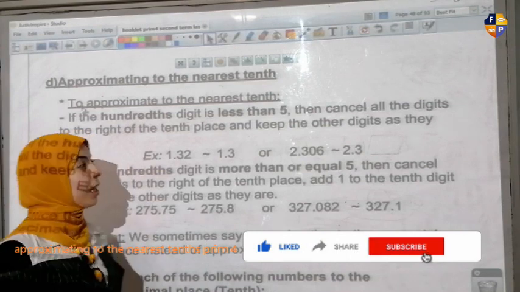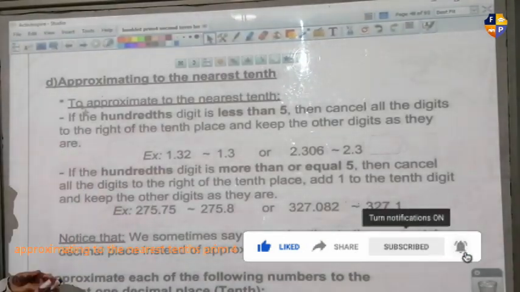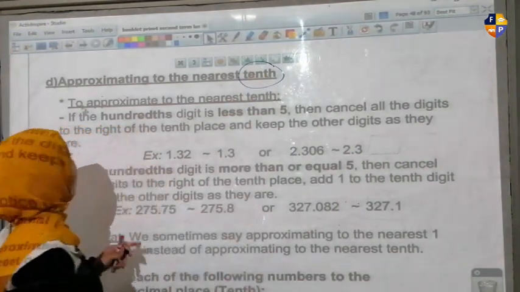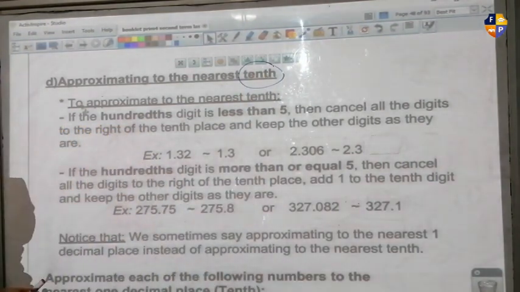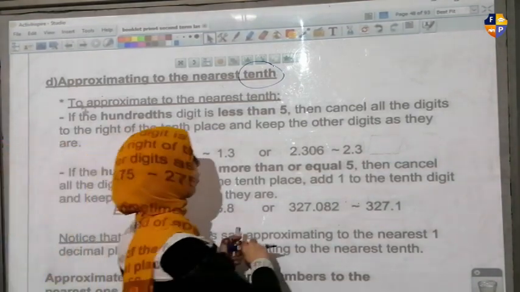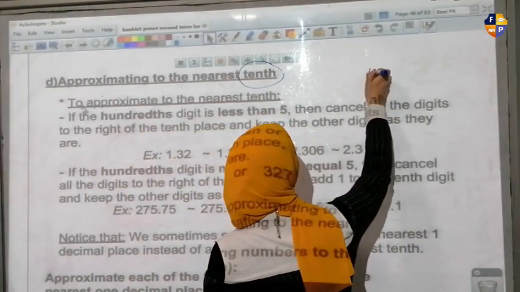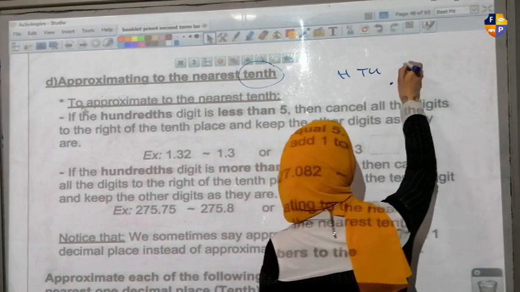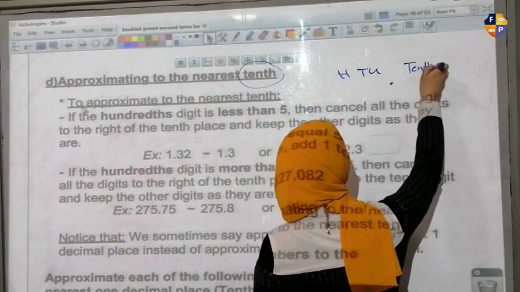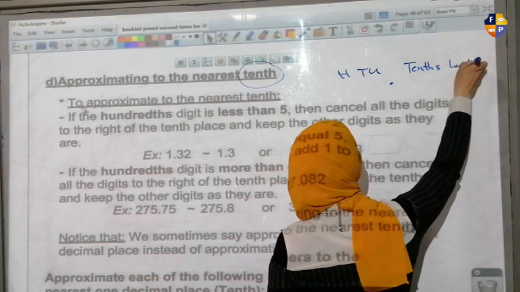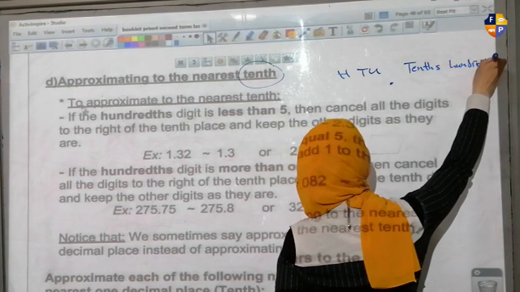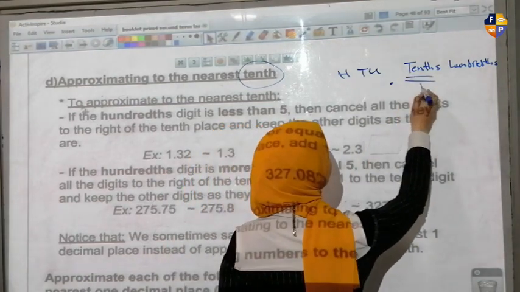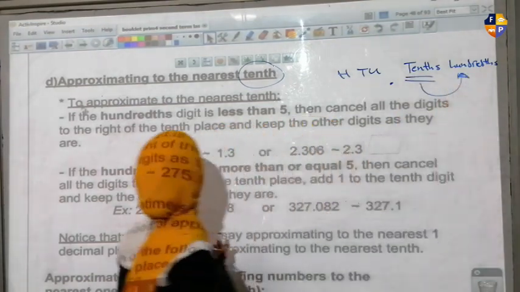Morning. Our lesson today is about approximating to the nearest tenth. To approximate to the nearest tenth, we have units, tenths, hundredths, and so on: the decimal point, then tenths, hundredths. Look at the hundredths.